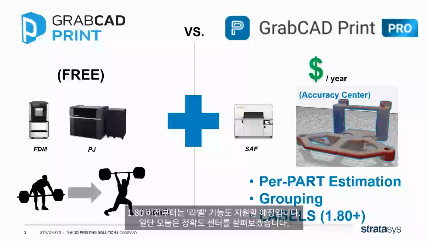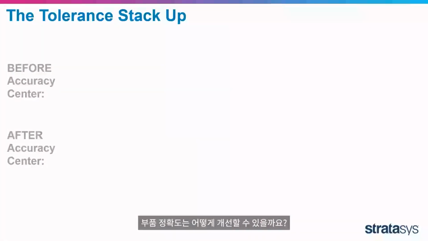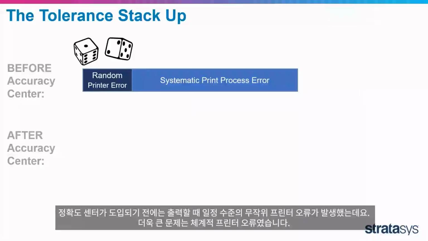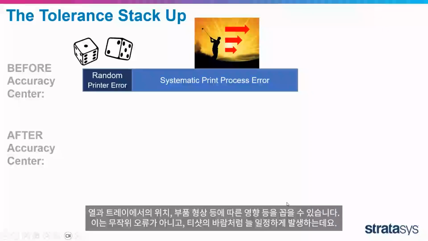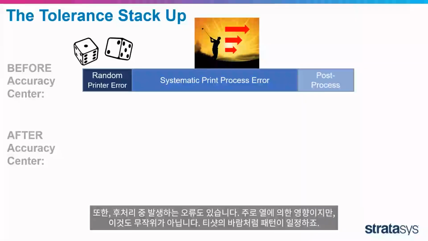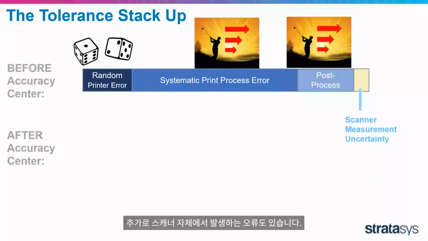But what we're talking about today is Accuracy Center. So how are we making your parts more accurate? Well, before Accuracy Center, when you'd print, there's a certain amount of random printer error, but a bigger amount of systematic printer error. Thermal effects, where it is in the tray, your geometry. But the interesting thing about that is it's not random. It's consistent, like wind on your tee shot. And if the wind is always blowing to the right, you can angle your tee shot to the left and correct for it. There's also post-processing error, which is mostly thermal effects, but that's also not random. That's also like wind on a tee shot. And then there's a little bit of scanner error itself.